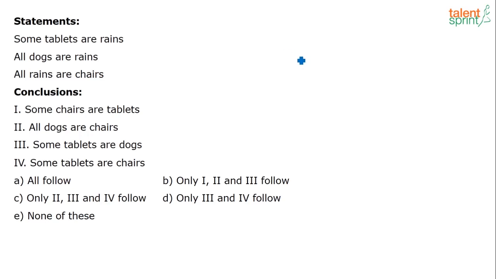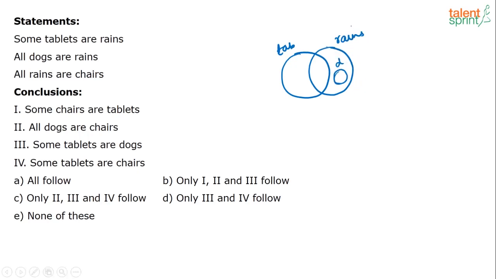Some tablets are reins. All dogs are reins. And all reins are chairs. So all reins are chairs. Okay. Some chairs are tablets. Some chairs are definitely tablets, correct?